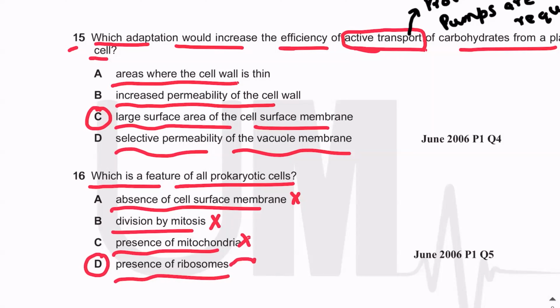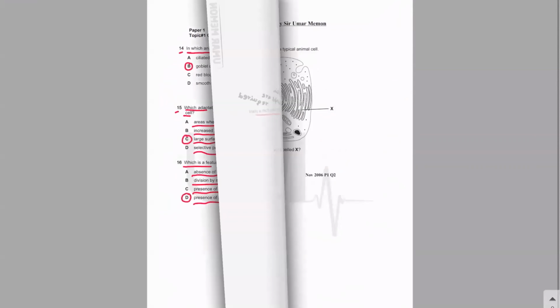Presence of ribosomes? Yes. Ribosomes are found in all the prokaryotic cells. And can you tell me what type of ribosomes? What type? 70S. Excellent. 70S ribosomes are found in the prokaryotic cells.